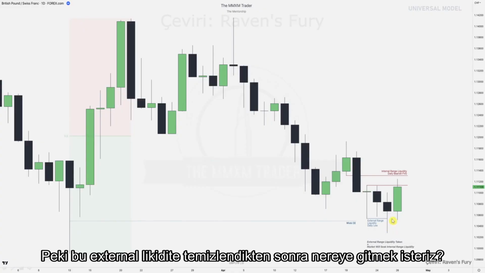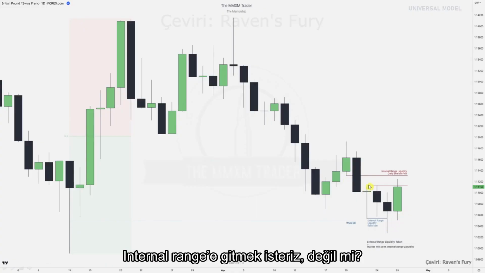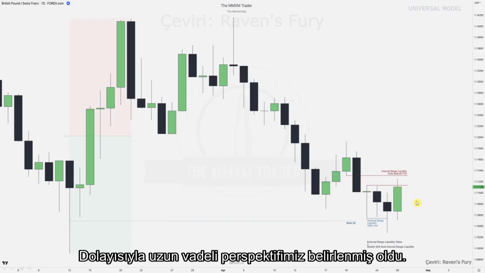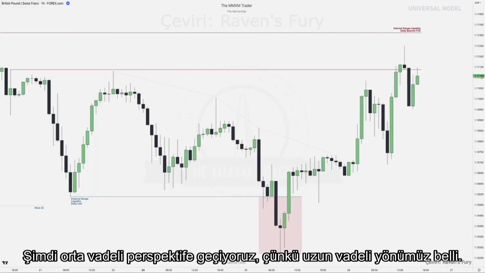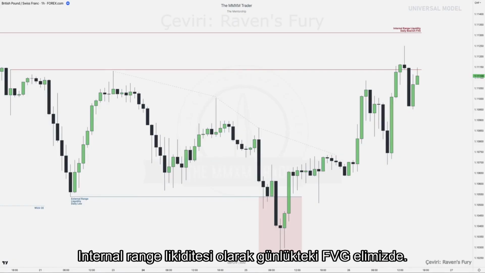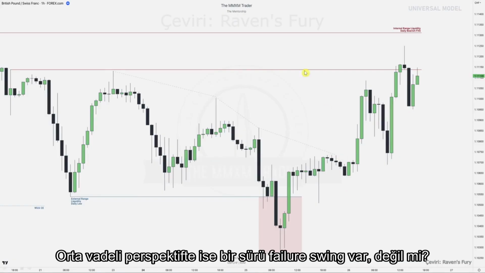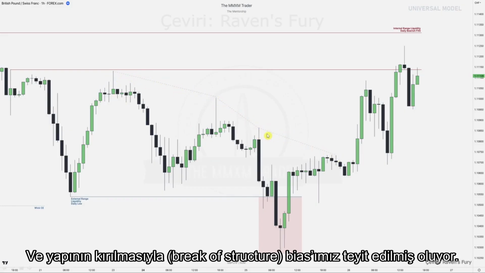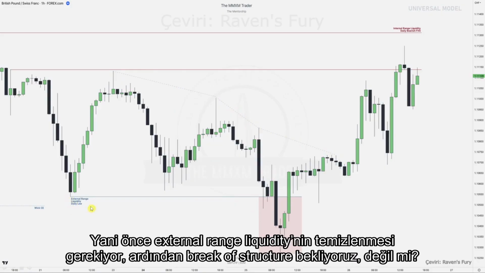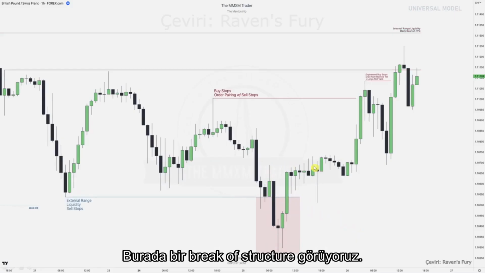So after that external range liquidity purge, where do we want to go? We want to go into internal range, right? So we've got this fair value gap as our draw on liquidity. Now our long-term perspective has been established. Going into our intermediate term perspective, we know our long-term perspective, we have that internal range liquidity daily fair value gap. On our intermediate term perspective, we've got all these failure swings, right? So we know where the liquidity is resting. So we have our bias confirmed after we break structure, right? So we need this external range liquidity purge, and then we wait for that break of structure, right? Over here, we have a break of structure. We have those engineered buy stops over here.